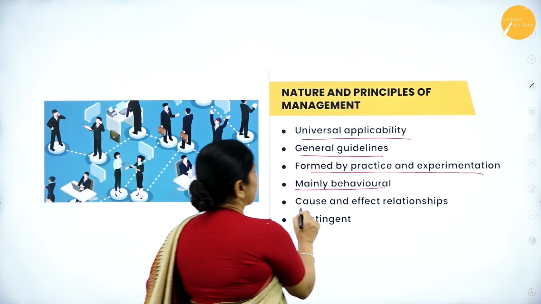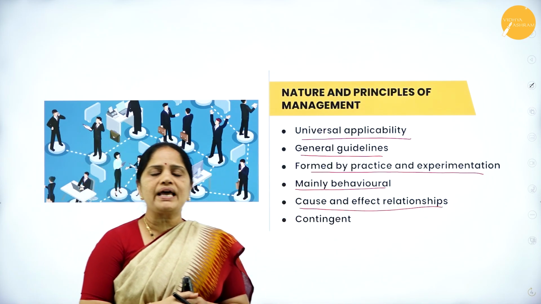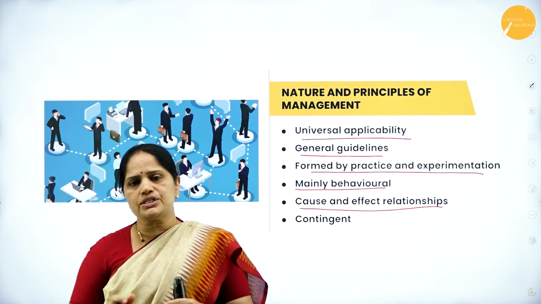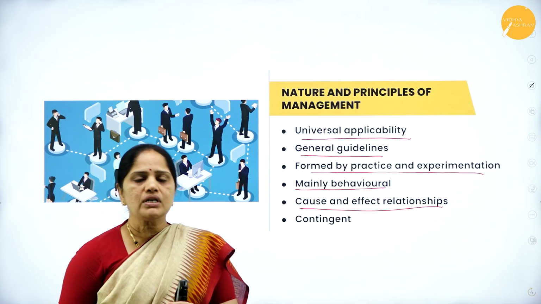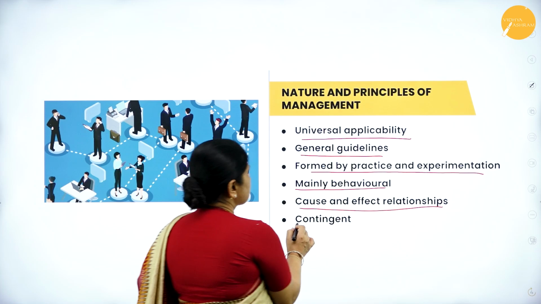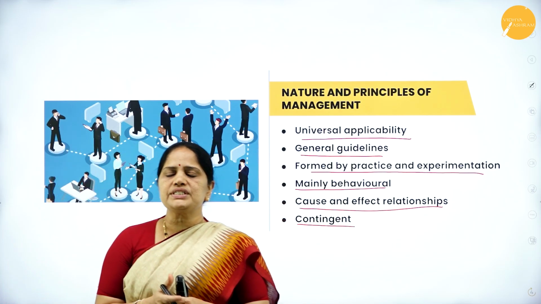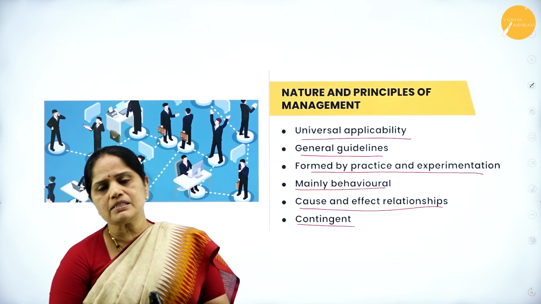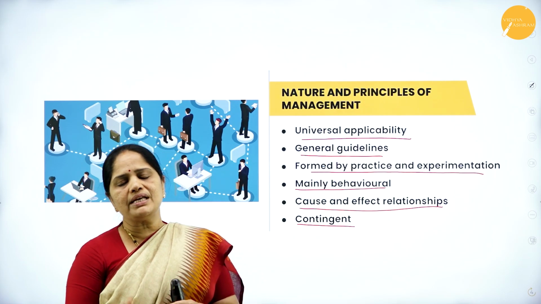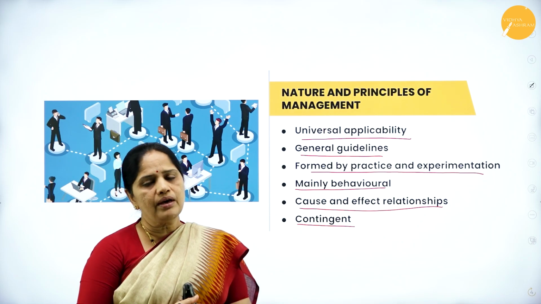Then the next one is cause and effect relationship. All the principles of management have a cause and effect relationship. What is the cause and what is the effect can be clearly defined. And lastly, we have contingent. What is this contingent? Something which is uncertain. These principles of management are contingent to the situation. So based on the situation, we have to decide about the principles of management.